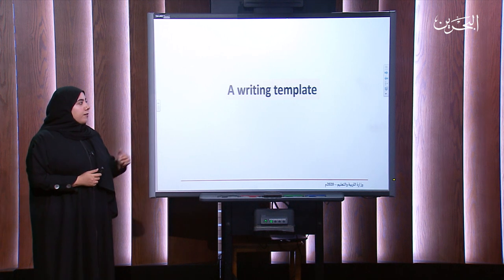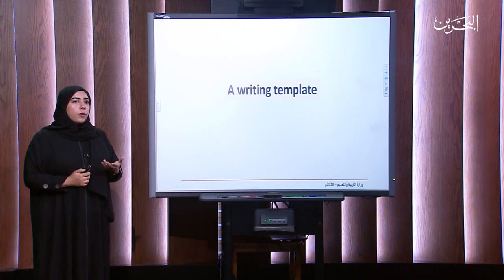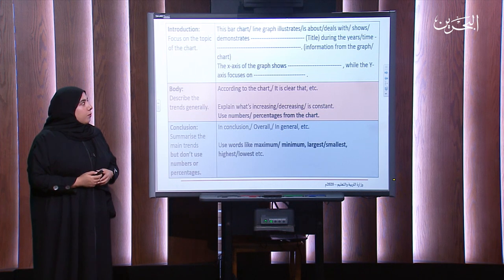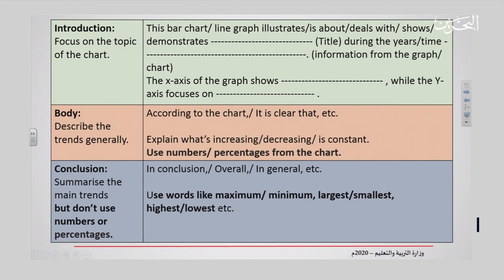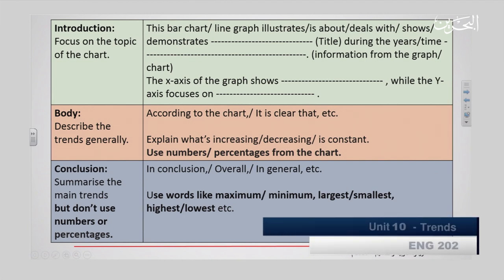Okay, here is a writing sample that you can follow in order to describe a chart. As we decided before, these are three paragraphs. Paragraph number one, introduction, you focus on the topic of the chart. Paragraph two, the body, you describe the trends generally using numbers and percentages. Last paragraph is the conclusion, in which you summarize the main trends, and please keep in mind, don't use numbers or percentages.